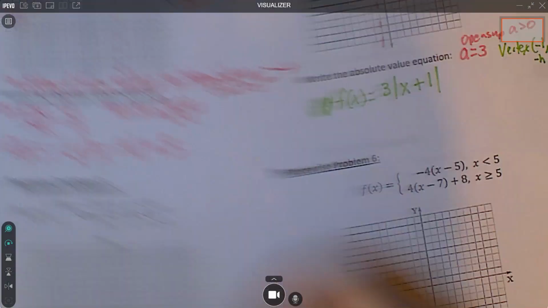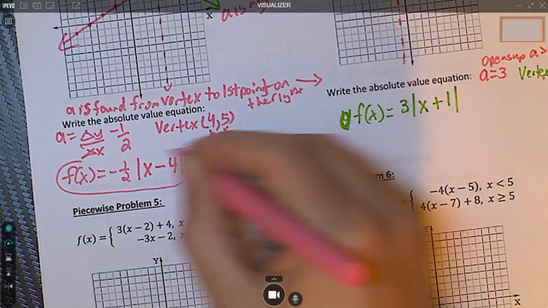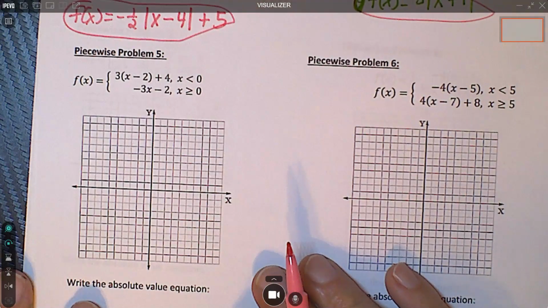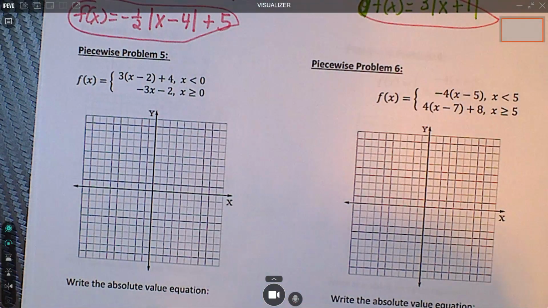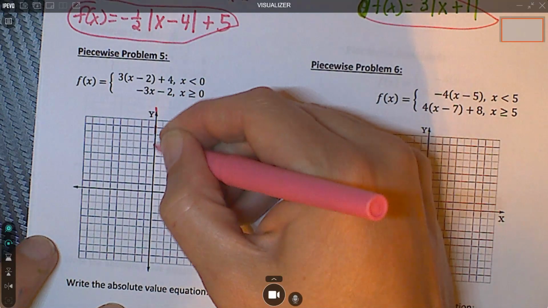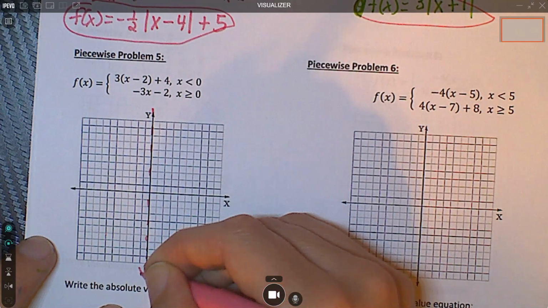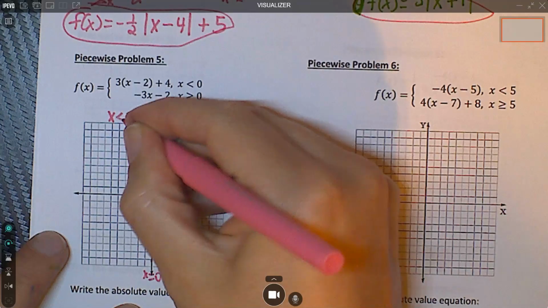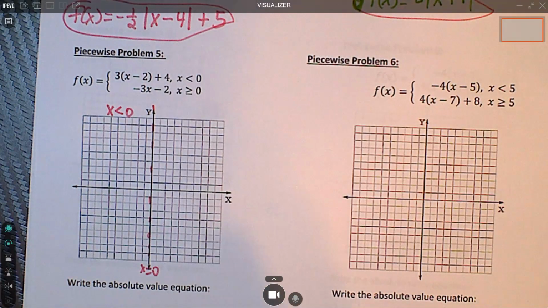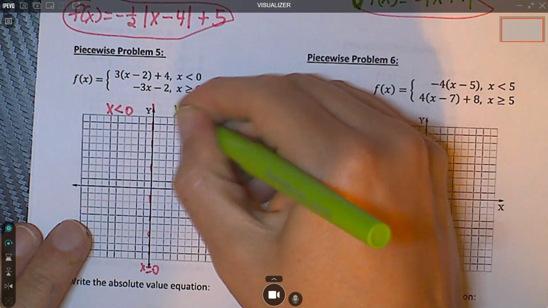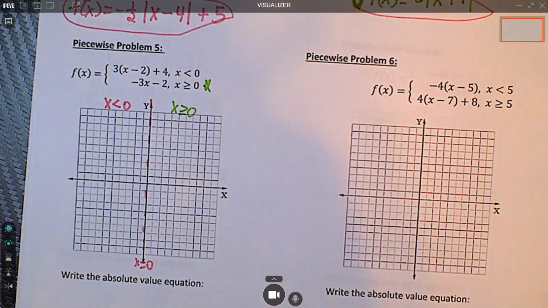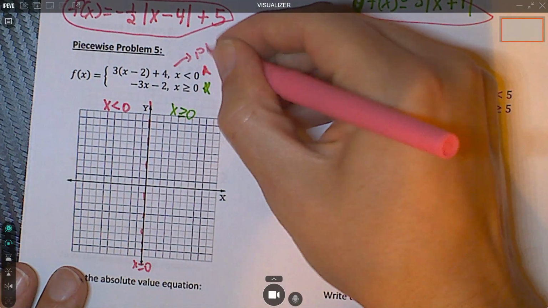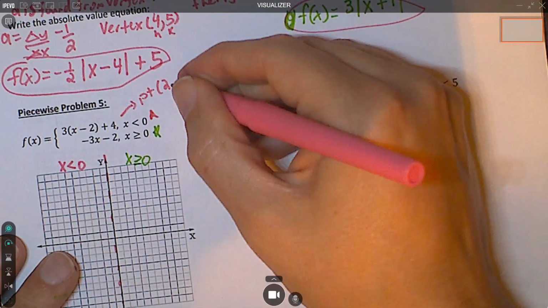Wrong answer on the classwork. Ooh, this page is complicated, son. Whew. All right, here we go. X is 0. This side's x is less than 0. .24.